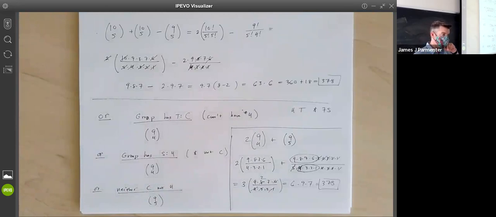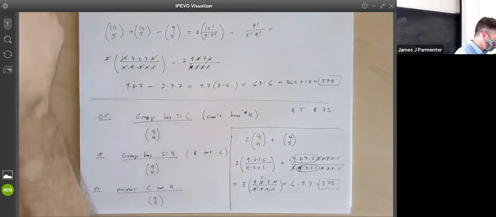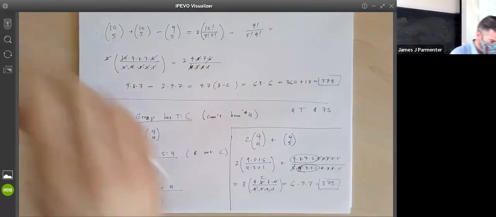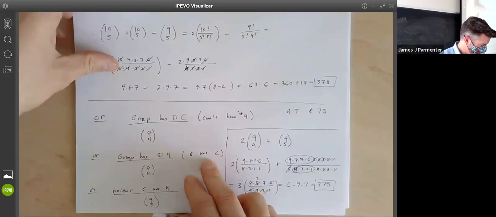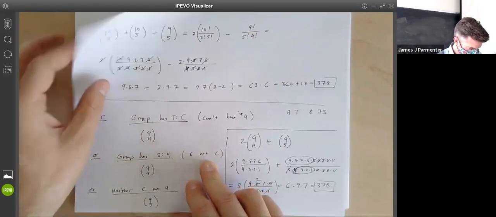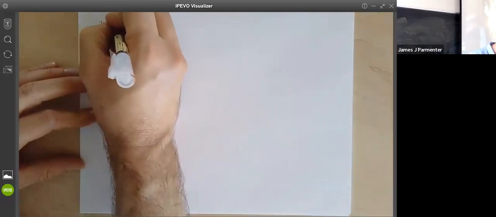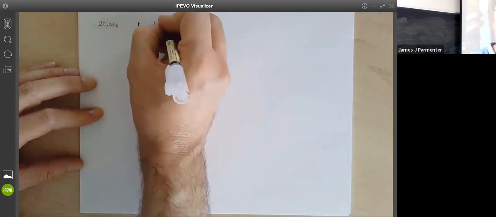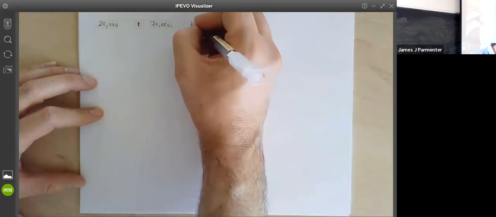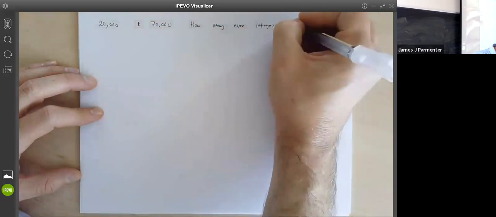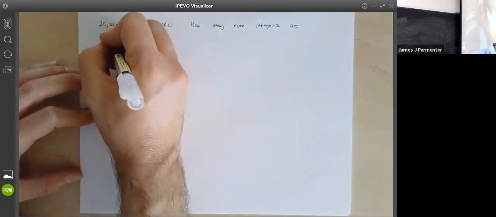Questions or observations? I saw one here that looked interesting, but not too terrible. Between 20,000 and 70,000, how many even integers are there in which no digit is repeated?